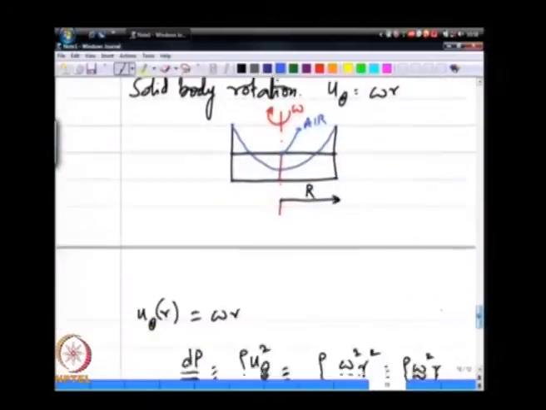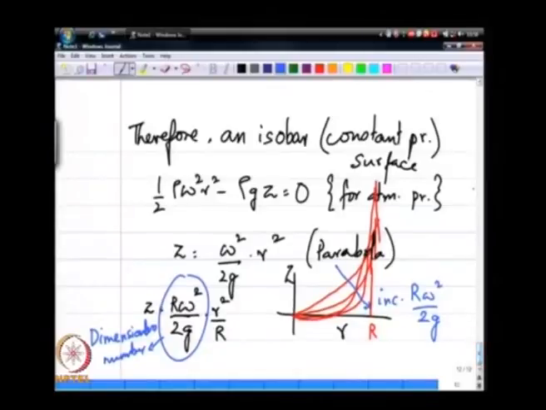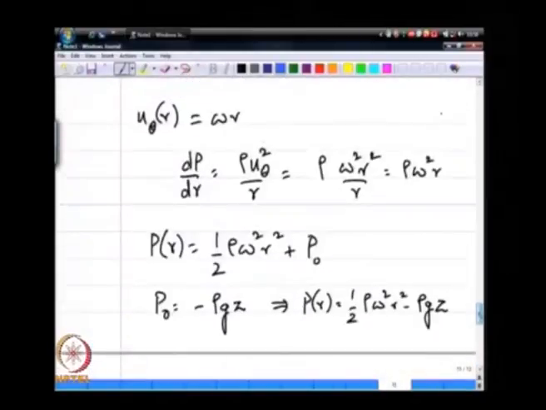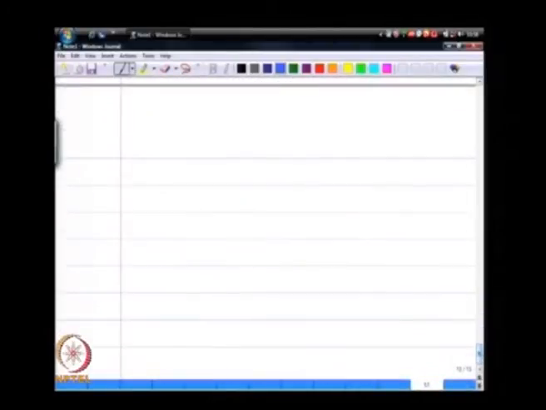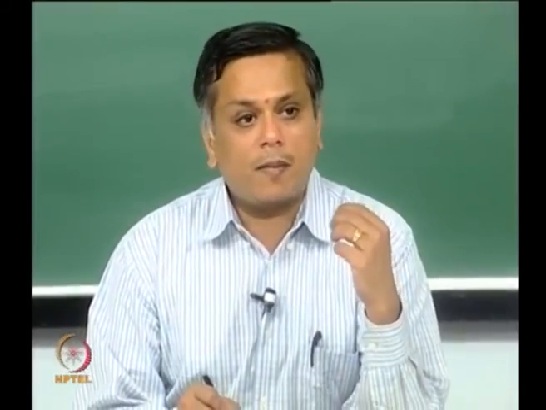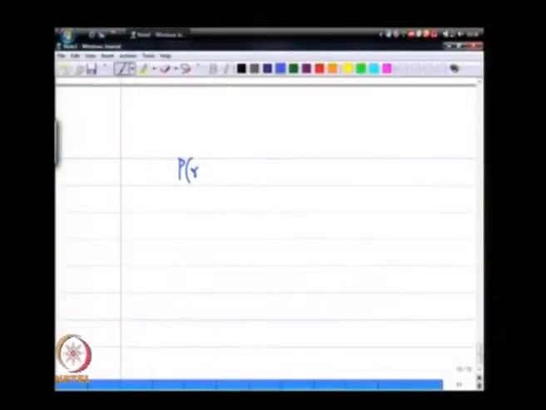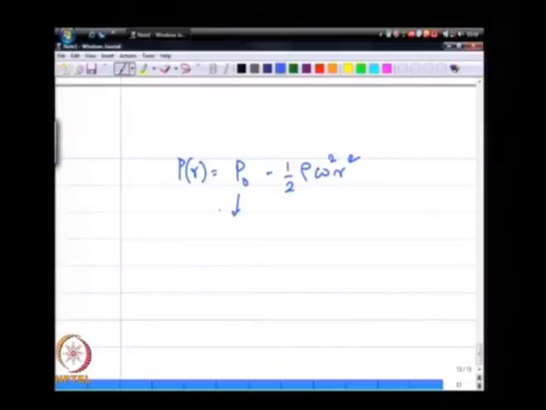Just to complete this discussion, if I now take an isobaric surface including gravity, or including some constant pressure P naught at the center or at the wall, let us say. If I know the pressure at the wall, then P of r is some P naught minus half omega squared r squared. So if P naught is the absolute atmospheric pressure, the pressure as a function of r is of this form.